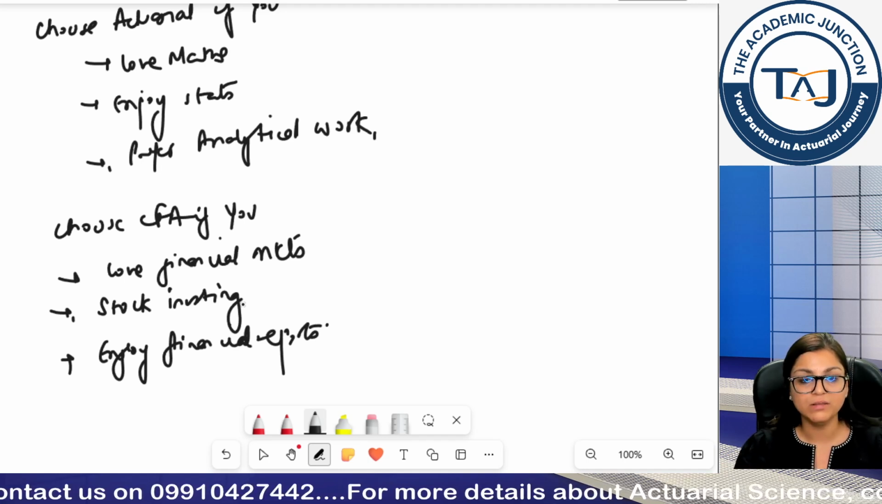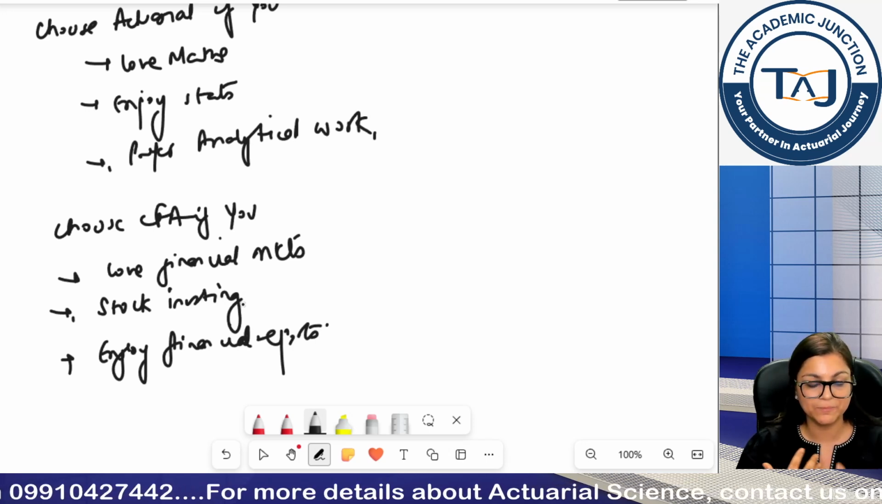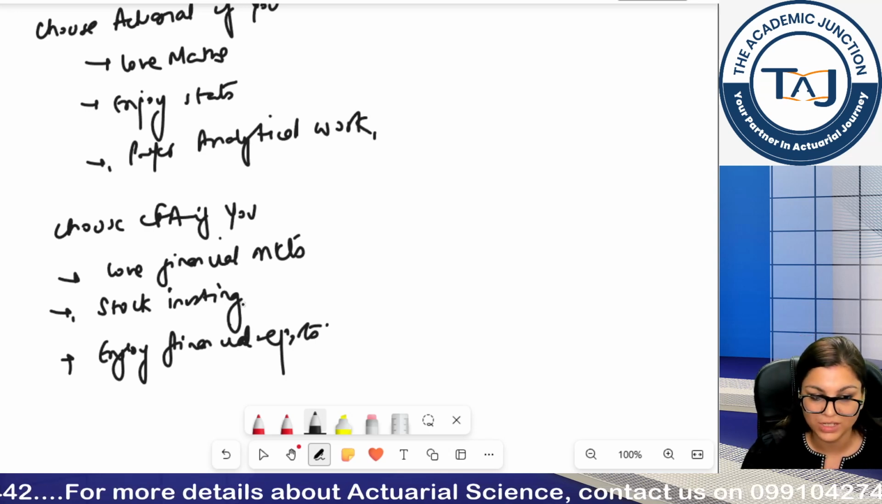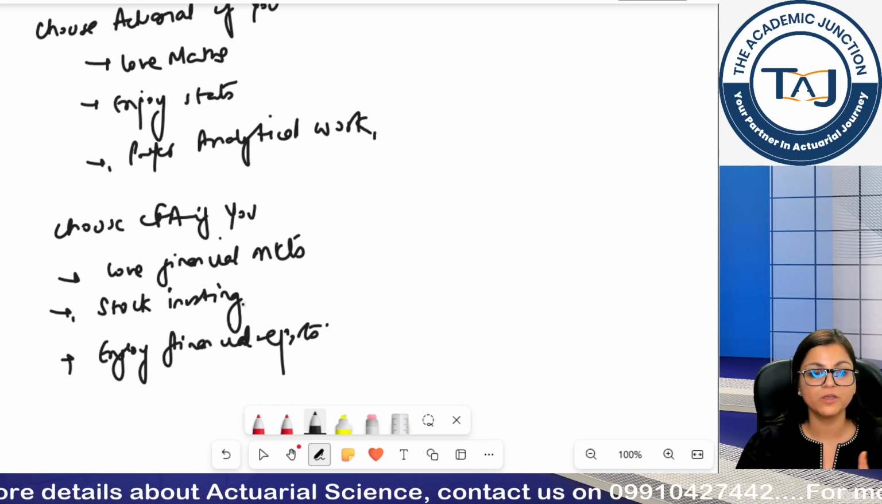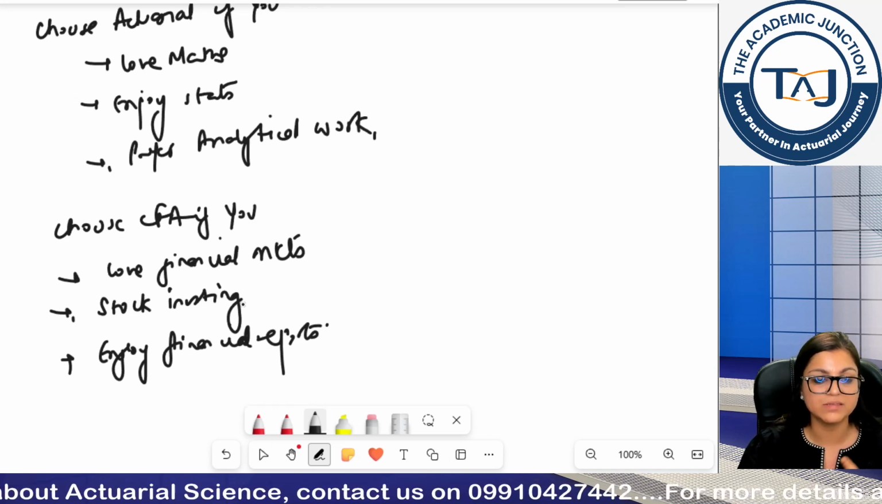There are a lot of areas where both actuaries and CFAs can work, like investment banking, financial reporting and financial management. Here we require the skills of both an actuary and a CFA. So if you can do both, that's also a good option. But if you are confused about choosing one, you can choose as per your aspirations and your interests.